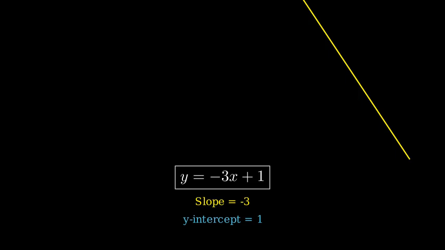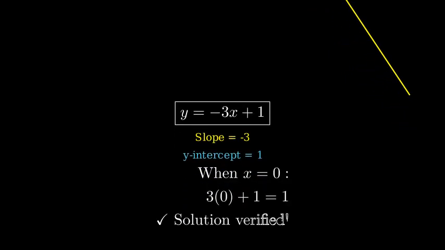This is the slope-intercept form of our line, where the slope is negative 3 and the y-intercept is 1. To verify our answer, we can plug any point from our line back into the original equation. For example, when x is 0, y is 1, and 3 times 0 plus 1 equals 1. Our solution checks out.